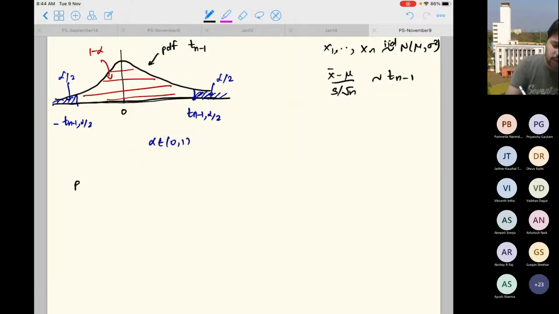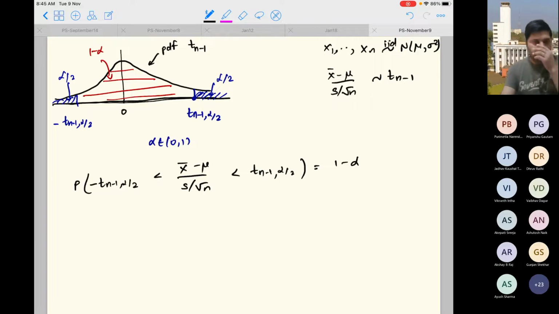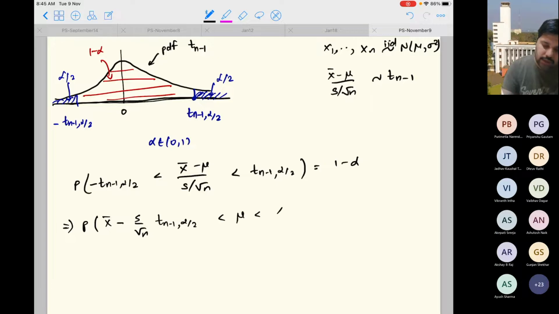Okay, so this area is 1 minus alpha, and you can write down the probability statement now. What is the probability statement? Probability that minus T_{n-1, alpha/2} is less than (x bar minus mu) divided by (s by root n), which is less than T_{n-1, alpha/2}, equals 1 minus alpha. If you simplify this, you get the probability that x bar minus (s by root n) T_{n-1, alpha/2} is less than mu, which is less than x bar plus (s by root n) T_{n-1, alpha/2}. This is equal to 1 minus alpha. So this is the confidence interval.